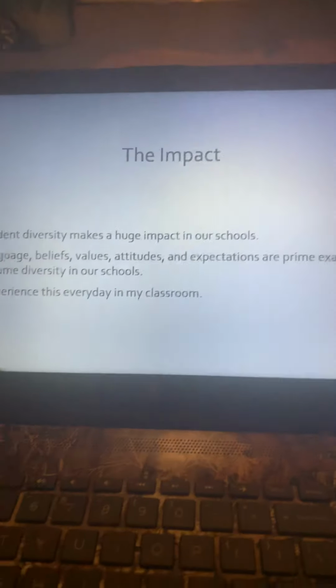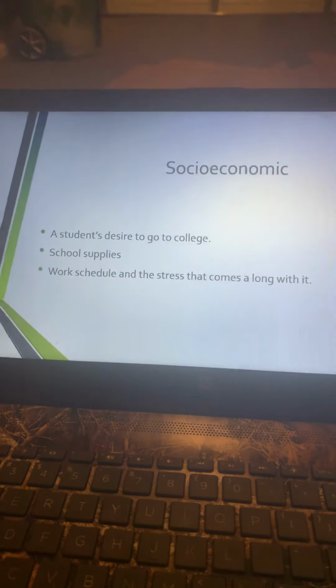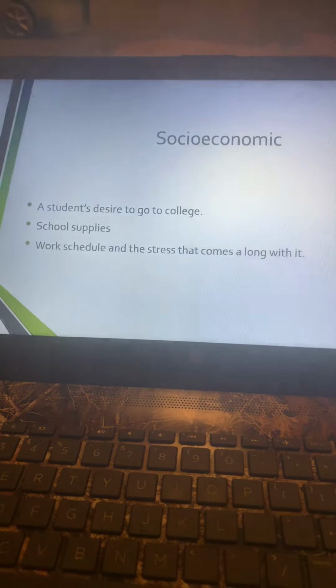So we try to motivate them in understanding that they could get an ag business degree, something that can help them succeed even more beyond what they could imagine. So socioeconomic, like I said, I try to pursue with them that they should go to college. They might struggle sometimes, like with school supplies. So I always provide a cup of pencils, even have stacks of paper that they could use.